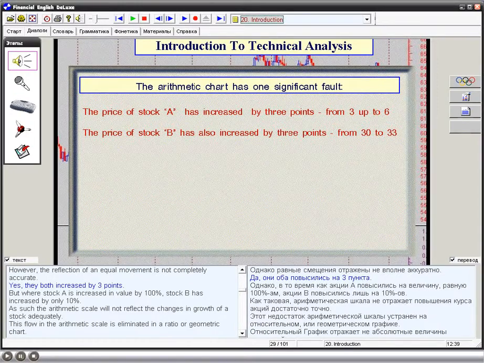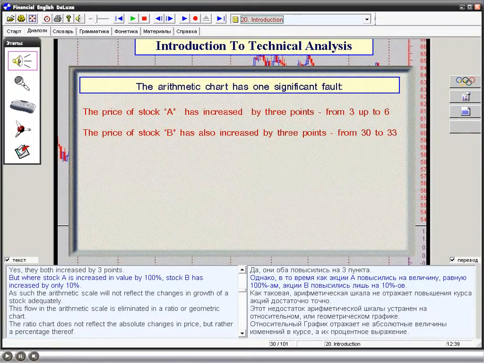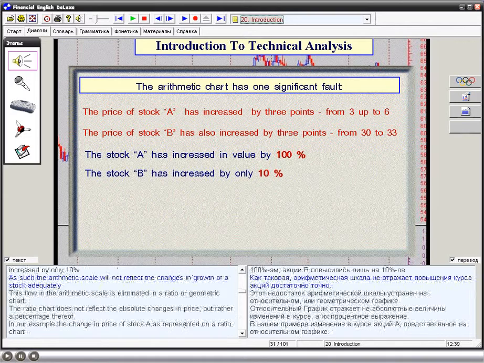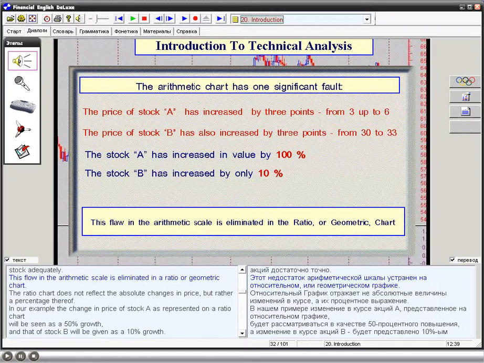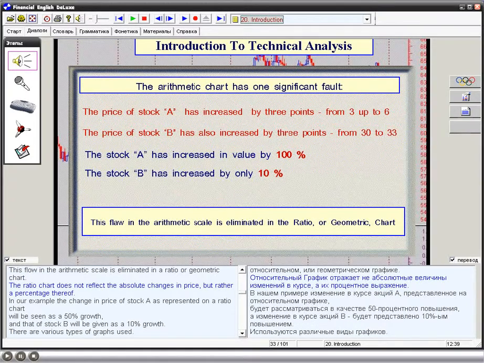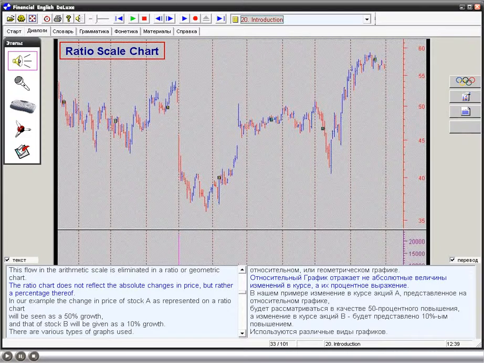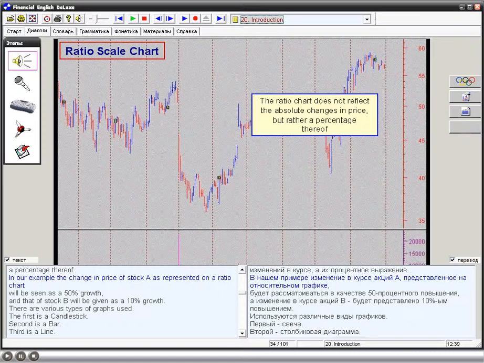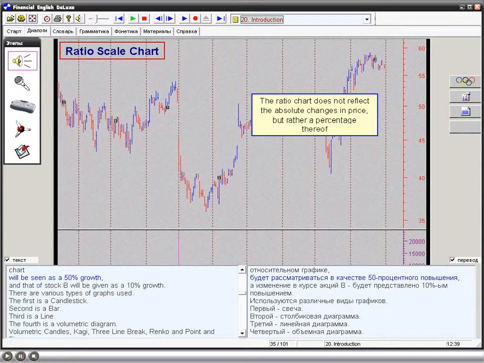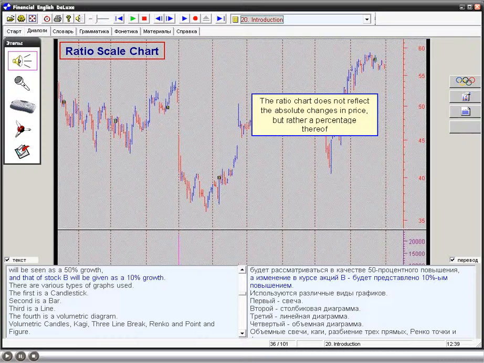Yes, they have both increased by 3 points, but where stock A is increased in value by 100%, stock B has increased by only 10%. As such, the arithmetic scale will not reflect the changes in growth of a stock adequately. This flaw in the arithmetic scale is eliminated in the ratio or geometric chart. The ratio chart does not reflect the absolute changes in price, but rather a percentage thereof. In our example, the change in price of stock A, as represented on the ratio chart, will be seen as a 100% growth, and that of stock B will be given as a 10% growth.